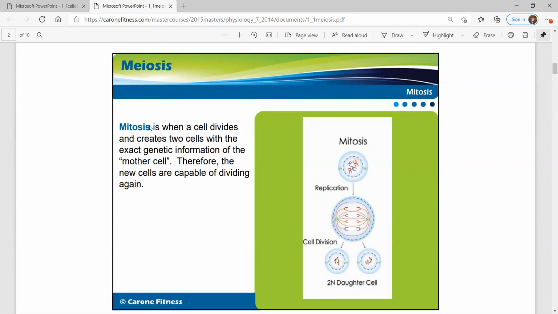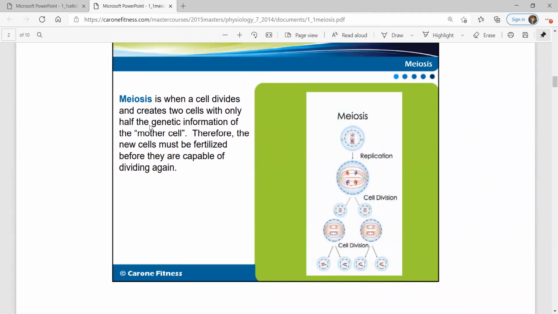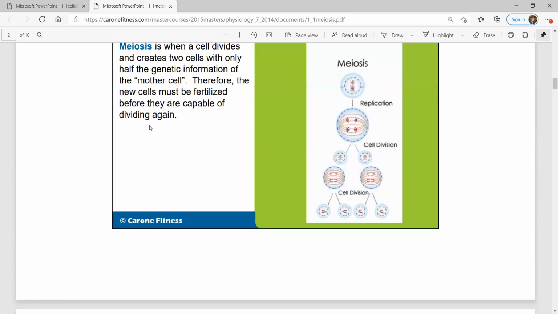Mitosis, like we just looked at, that's when a cell divides and creates two of the exact same cell. They are exact copies of the mother cell. Therefore, the new cells can divide again on their own. Meiosis is different, and it creates two cells with only half the genetic information of the mother cell. These cells need to be fertilized before they can divide again.